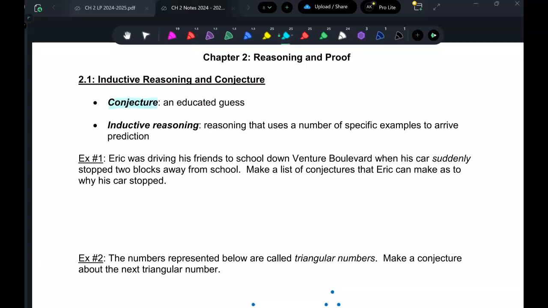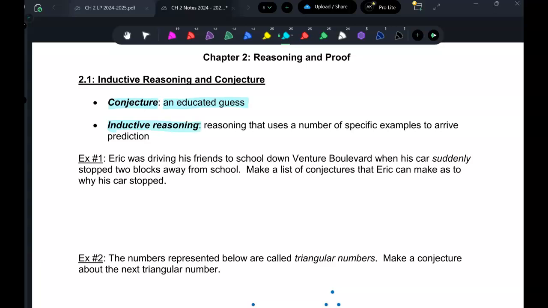The first definition here, conjecture. Have we heard the word conjecture before? Yeah. Make a conjecture. It just means make an educated guess. All right. Where do we use conjecture? We use it in inductive reasoning.